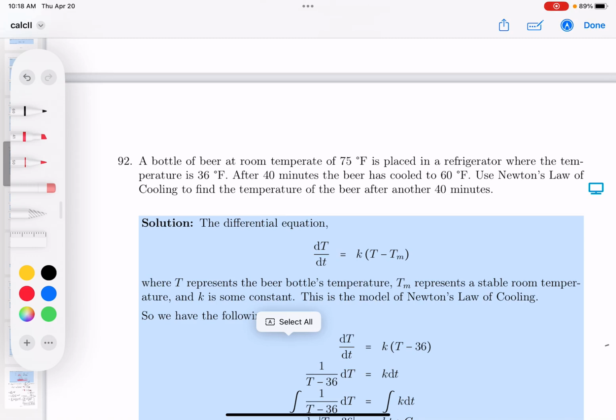Okay, we're on problem number 92. I'm going to read it to you. I think it's written up, I'm going to say, nicely. You make that decision yourself.